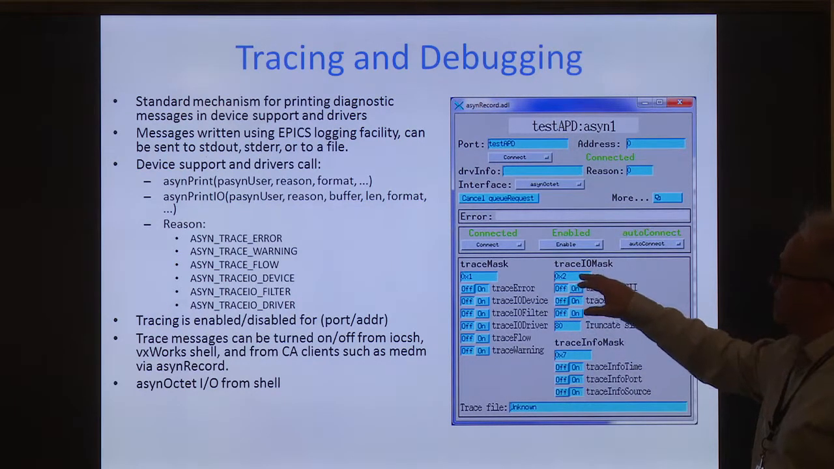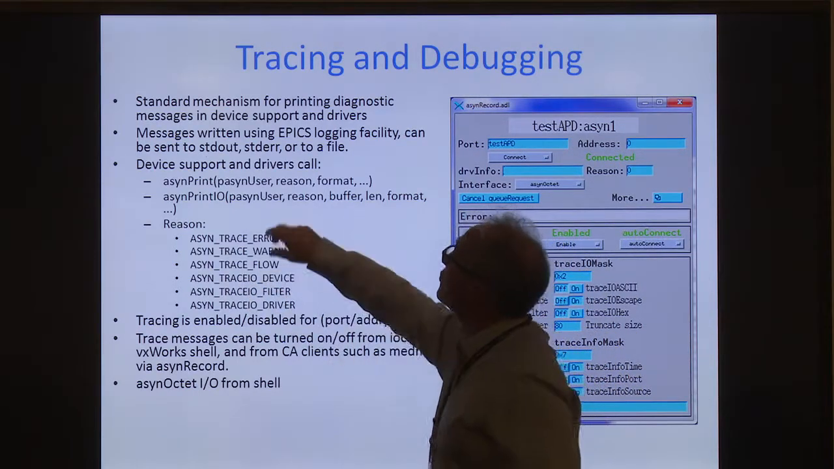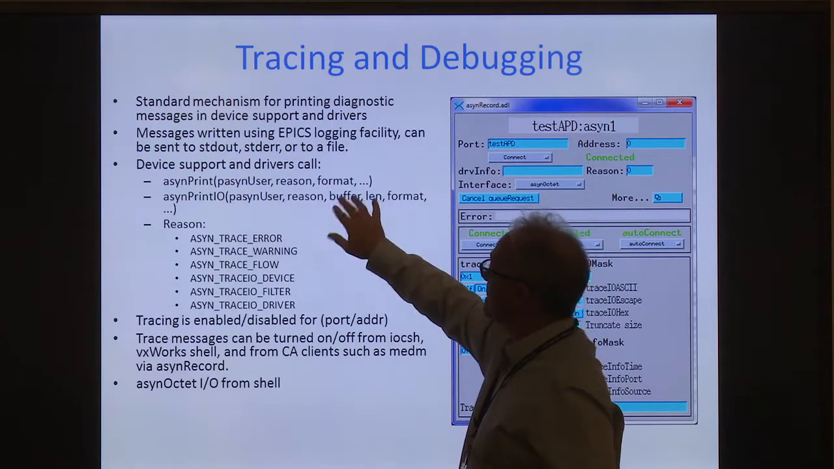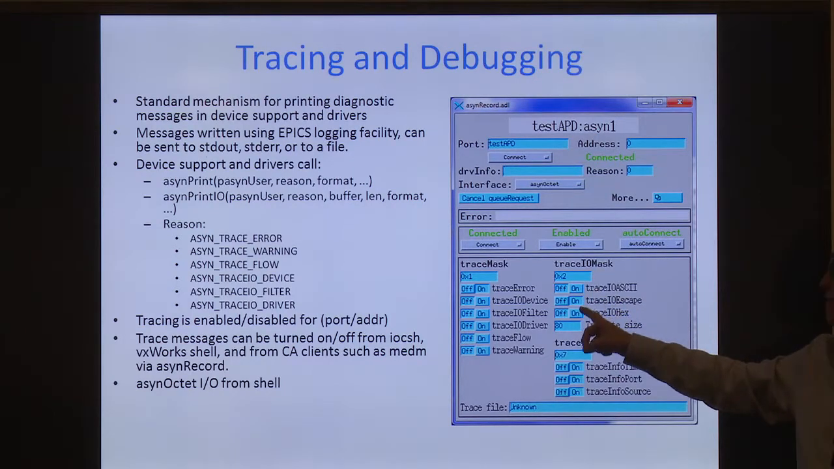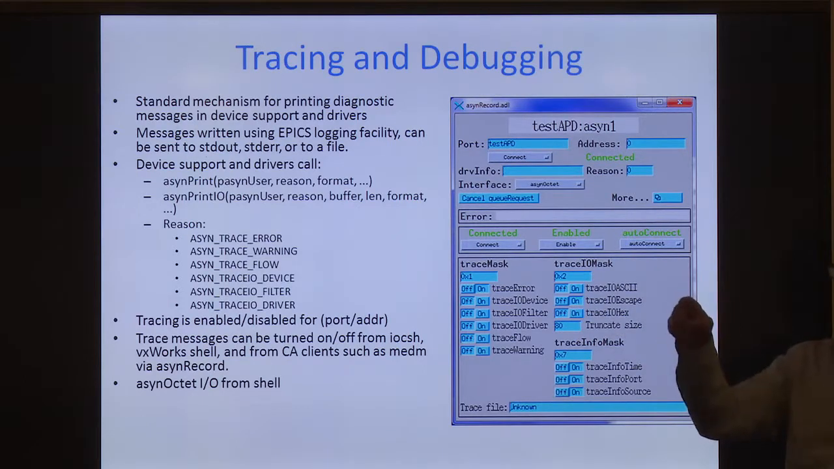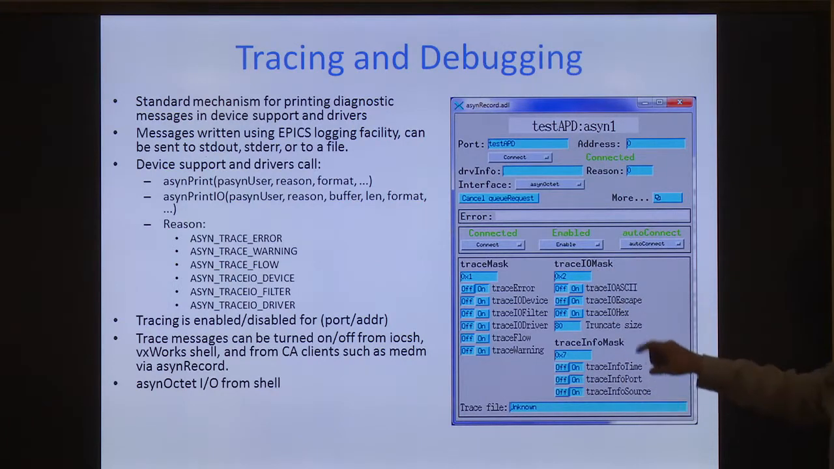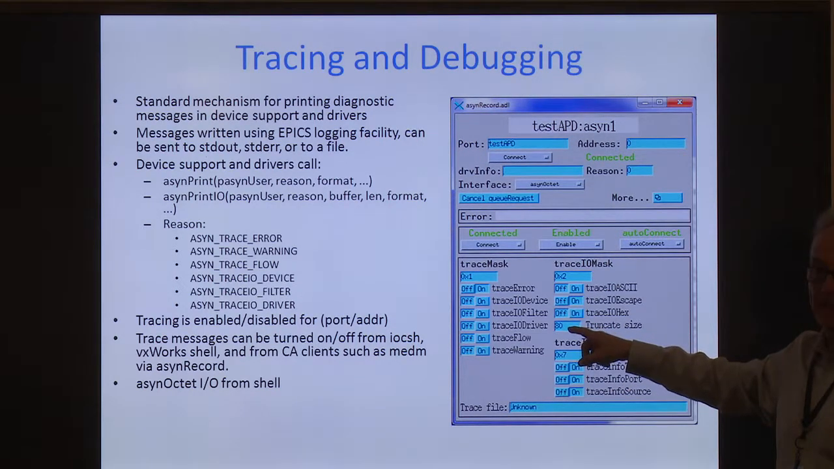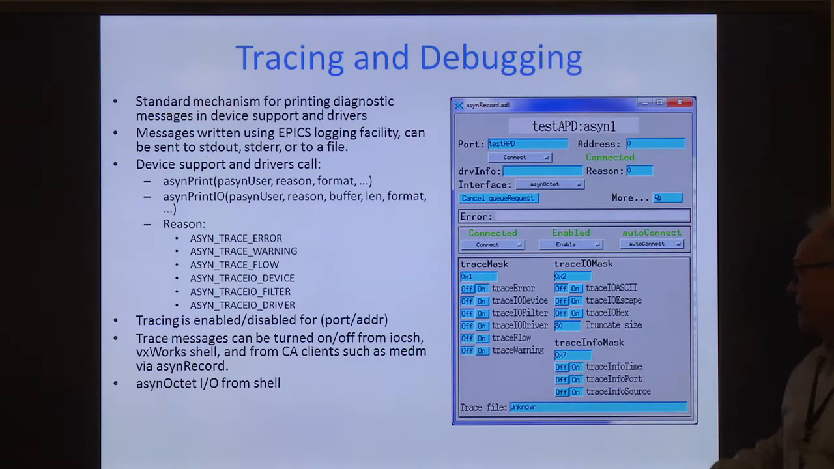You can also, if your driver calls asynPrintIO, it passes it a buffer and a length, and then the user can select here how to print that buffer. So should it be printed in ASCII? Trace IO escape means print in ASCII, except unprintable characters are printed as backslash their octal equivalent. Trace IO hex, so you can just see it in hex. And then you can say how much of the data do I want to see, because if it's a 50 kilobyte buffer, you don't want to see the whole thing probably. So you can set that.